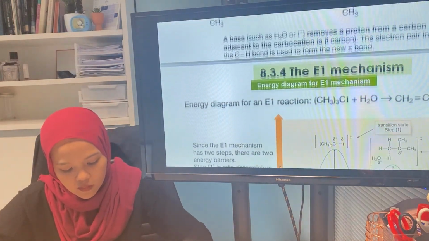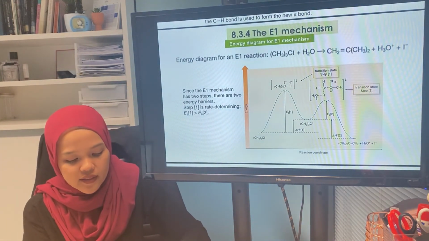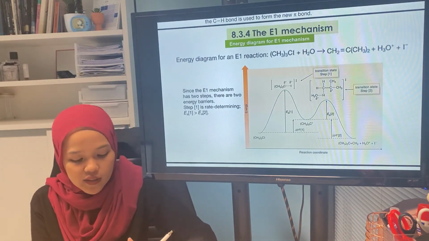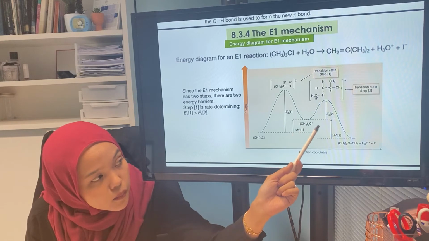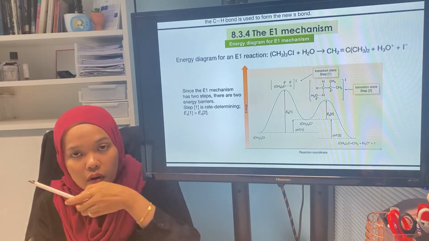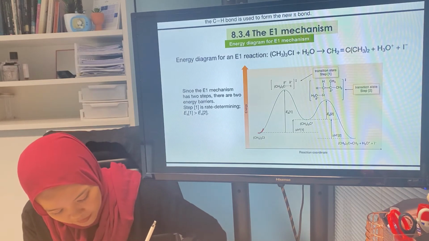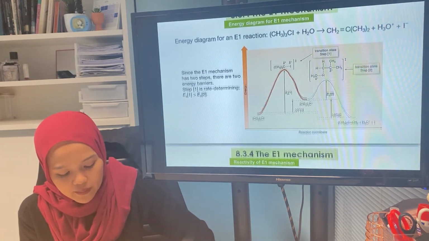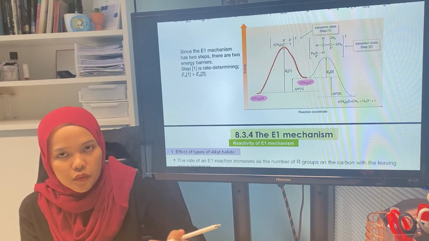All right, so now what is going to be the energy diagram for the E1 mechanism? Because this reaction is a 2-step reaction, it is going to have an intermediate. The intermediate is going to be the carbocation. So this is the ΔH for step 1, and this is the ΔH for step 2. Now look at step 1. What is the reactant? What is the product? So you draw it there.